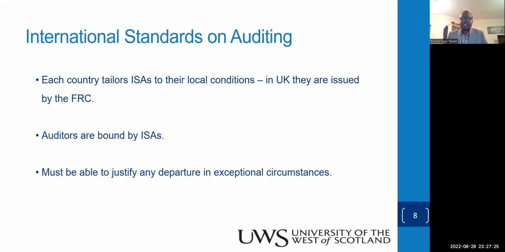The ISAs, like I said, each country will adapt to their own local needs. Auditors are bound by the ISAs; we need to comply with them. And we must be able to justify any departure in exceptional situations. Why are we not complying with the ISAs? Why is the audit firm not complying? Any reason, we need to explain, okay? No wonder we are living in a principles-based economy, not a rules-based one. So we need to comply or explain why there could be departures.